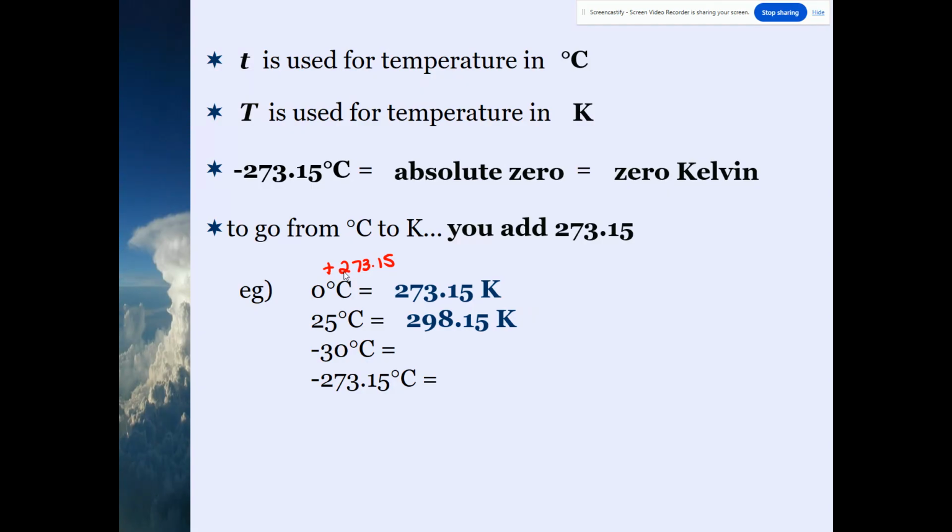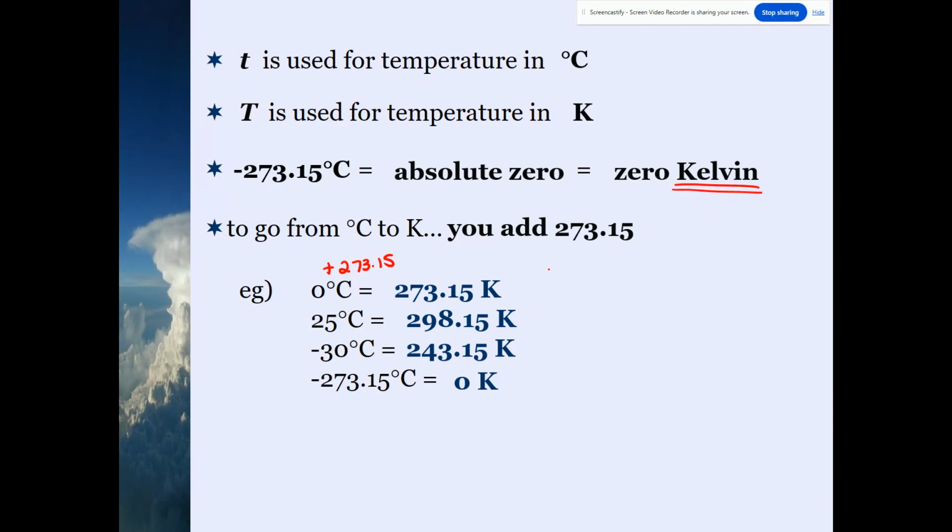Okay, negative 30. Now make sure you put that in your calculator as a negative. So negative 30 plus 273.15. You will get an answer of 243.15 Kelvin. And then negative 273.15 absolute 0. Obviously, when I add that back, is 0 Kelvin. Okay, so Kelvin is our standard temperature.